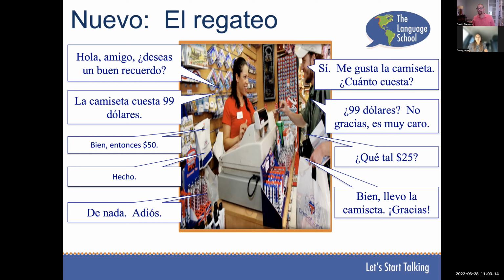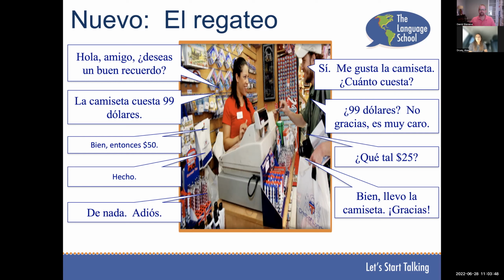No gracias, es muy caro. $99 is very expensive. So the person responds and says, bien, entonces $50. That's like saying, okay, how about $50, right? You say, ¿qué tal $25? We learned earlier this expression, ¿qué tal means like, what's up or how's it going? So here, it's a little bit more versatile than that. Here you're saying, how about $25, right? And then the person responds, hecho, which means done, like it's a done deal, done, right?